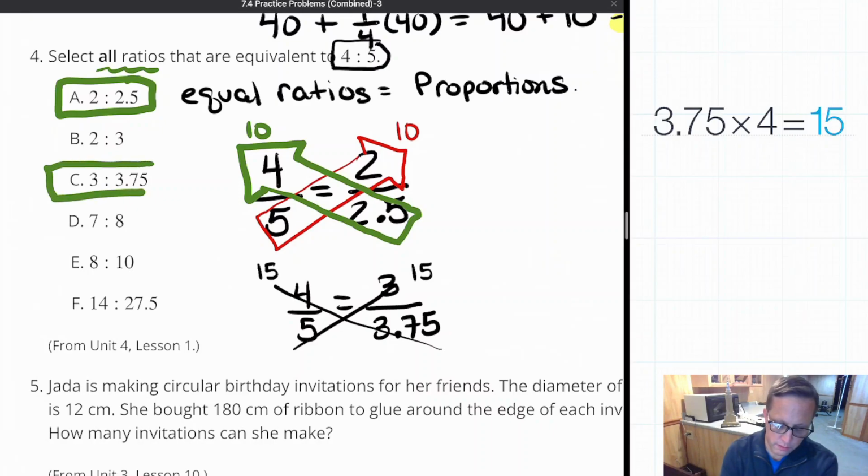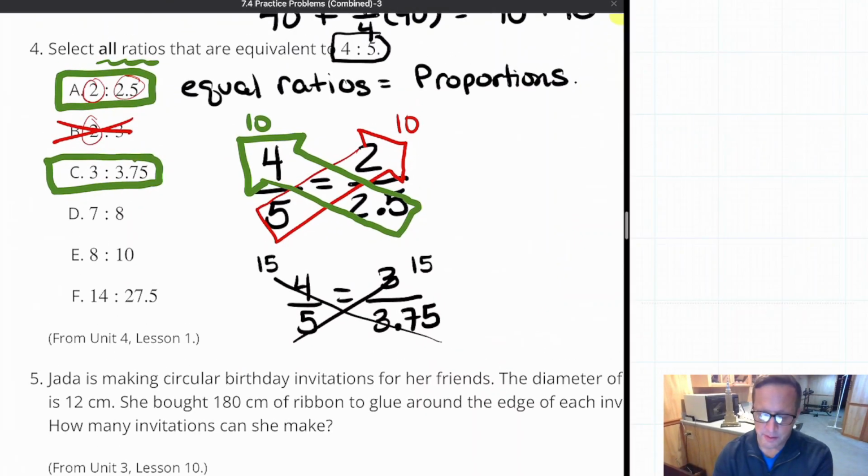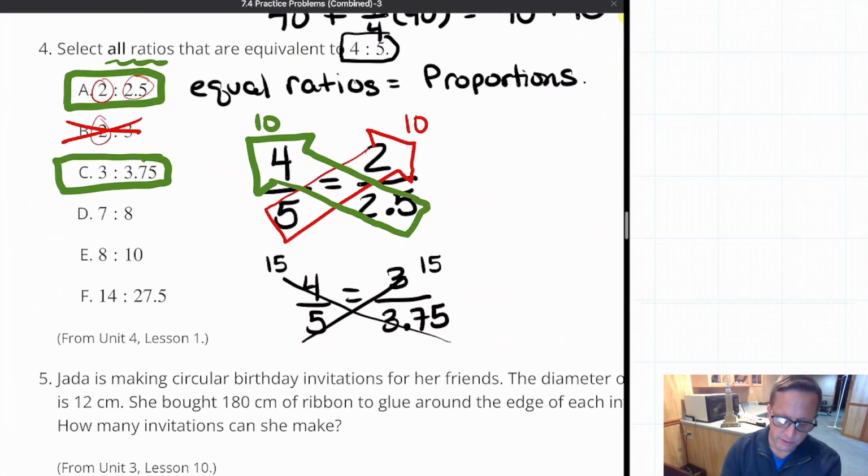Sorry, for whatever reason I skipped B. I think it was just because my mind was telling me it's not it. See how it has a 2 there, but doesn't have the same number here? Well, then that can't be it. So B, we can just get rid of that.